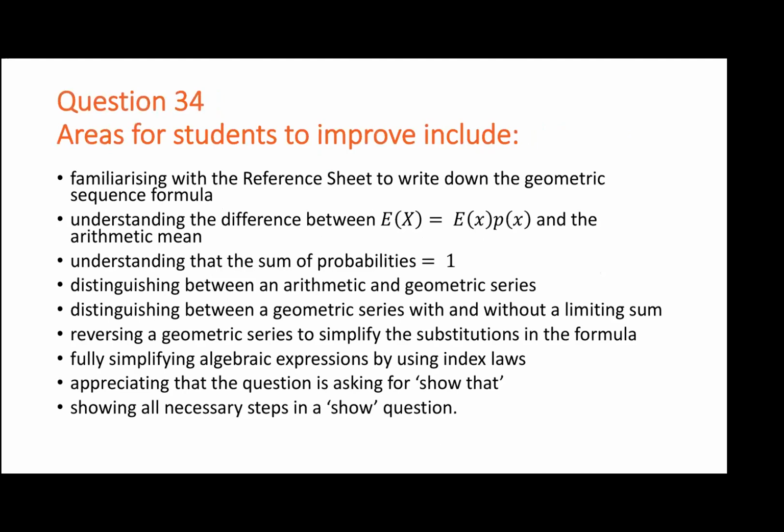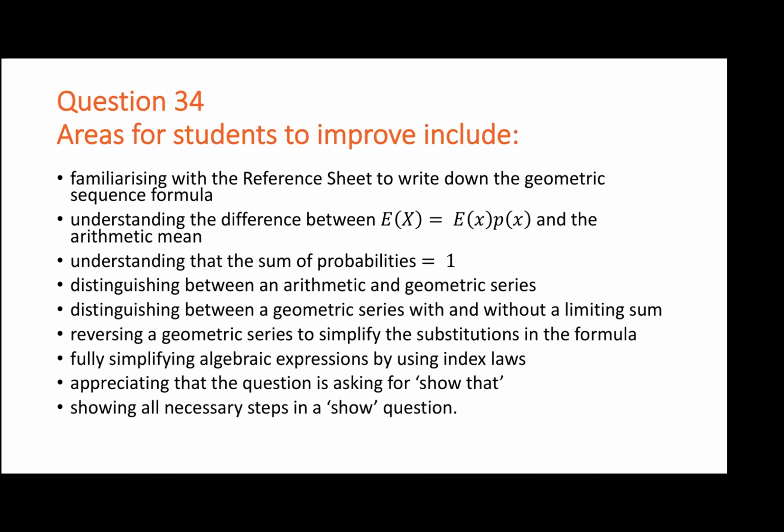Areas for students to improve include familiarising with the reference sheet to write down the geometric sequence formula. Now we did, that was obviously given, but the fact that it equals 1 was also required for the GP. Understanding the difference between the expected value with that formula and the arithmetic mean. Understanding that the sum of the probabilities equals 1. The important thing here was distinguishing between an arithmetic and geometric series.